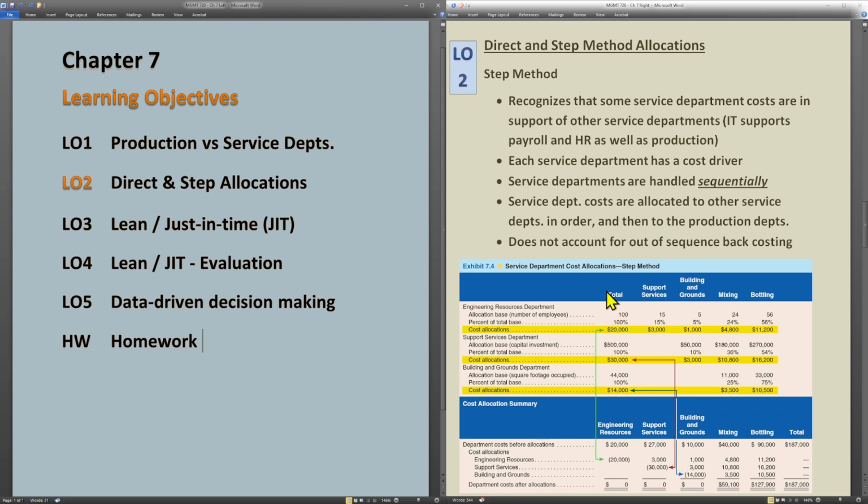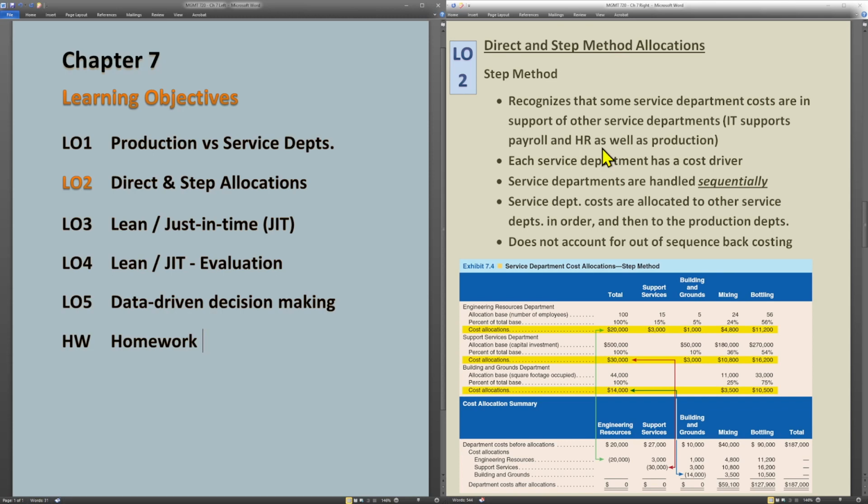And that's because the step method is an improvement over the direct method, because what does it do? It recognizes that service departments do not just serve the production departments. Sometimes they support each other. For example, IT supports payroll and HR as well as production. So not all of the costs from IT go directly onto production. Sometimes they get applied to some of the other service departments.